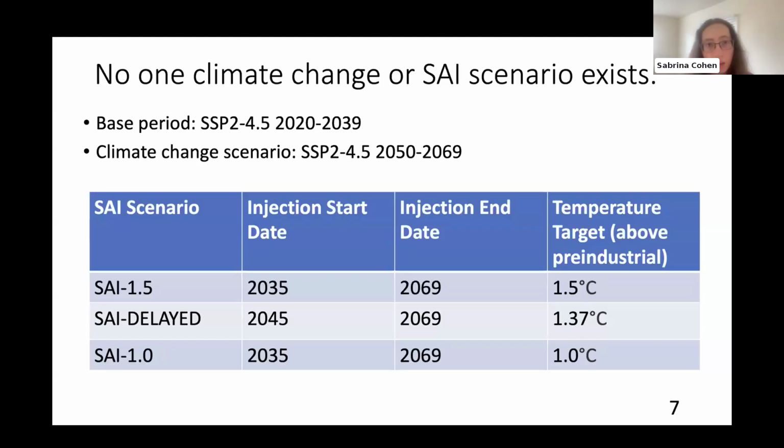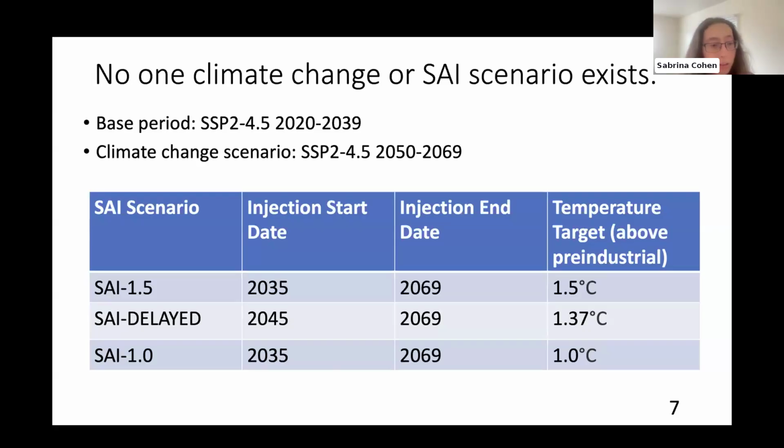And then in this paper and the study that I did, I looked at 3 different SAI scenarios. So the first scenario is SAI 1.5. It starts in 2035 and the injection of sulfate aerosol runs through 2069. And the idea of SAI 1.5 is to maintain global temperatures at 1.5 degrees Celsius above pre-industrial, because about 10, 12 years ago, there was an agreement, the Paris Agreement, which determined that if global warming were limited to 1.5 degrees Celsius above pre-industrial levels, that would be optimal for the planet.